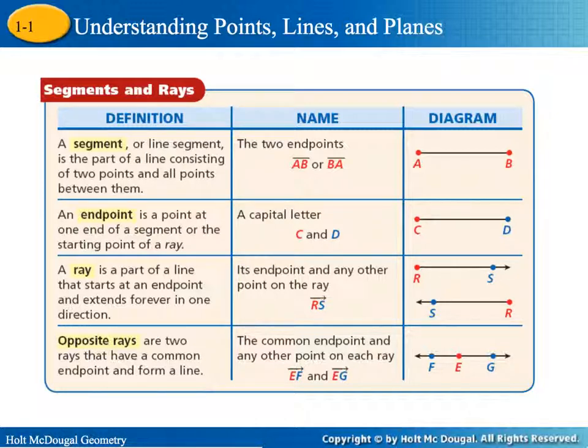Again, you're going to name it the same way that you did as a ray. You're going to put the E first, then the F with the arrow over the F. For ray EG, you're going to do the E first, then the G with the arrow over the G.